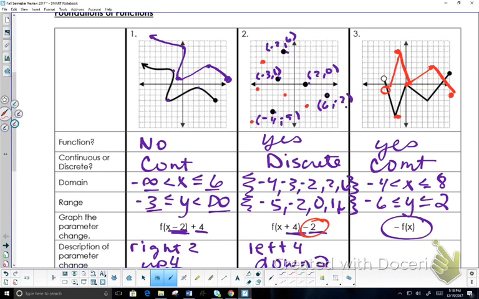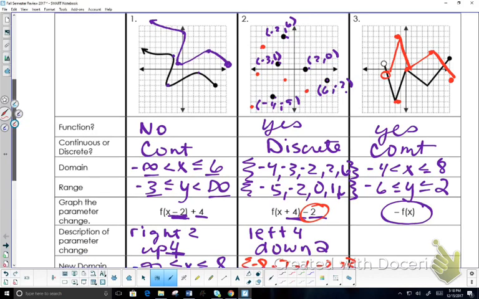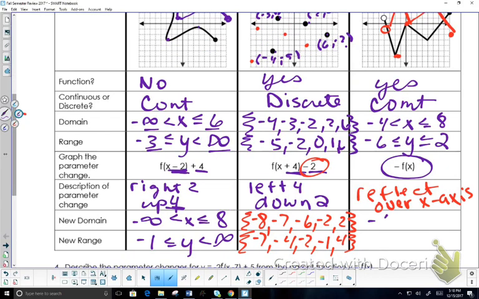Then it says, describe it. It reflected over the x. And then we have a new domain. The domain didn't change at all. So our domain will remain exactly the same because the only thing that changed were our y values. So I still got negative 4 less than x less than or equal to 8.